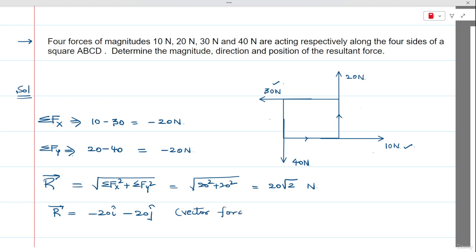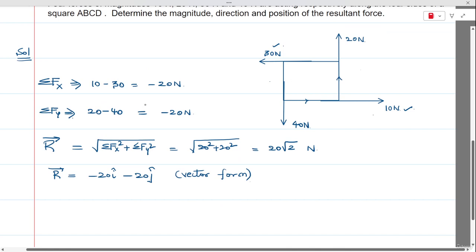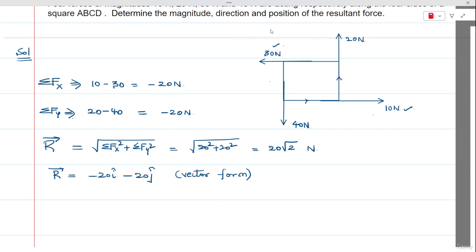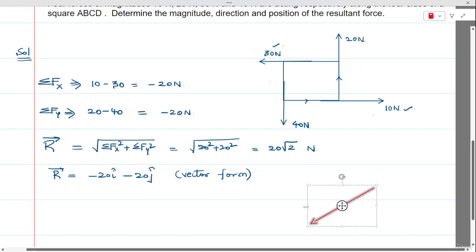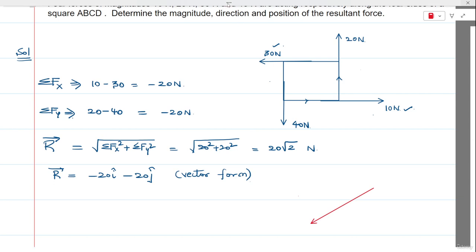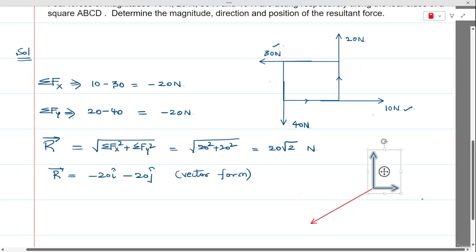And here we observe that the resultant force is negative. Okay, both in x and y direction, the resultant force seems to be negative. So let me just draw the resultant force. This is the resultant force, and with respect to positive x-axis, let's say this is positive x and positive y.